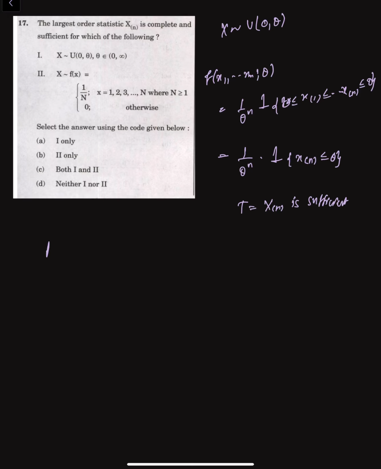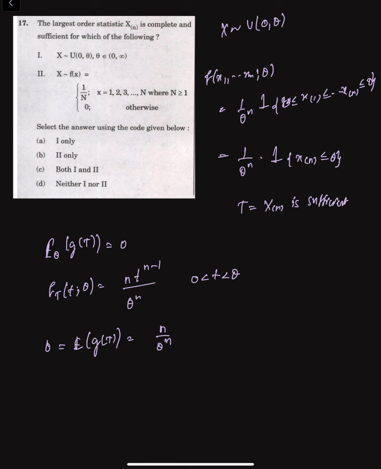Completeness: expectation of z of t is equal to 0 for all theta greater than 0. So that means z of theta must be equal to 0. If we consider the PDF of t, that is nothing but n times t to the power n minus 1 by theta to the power of n for 0 less than t less than theta. So that means 0 is equal to expectation of z of t.